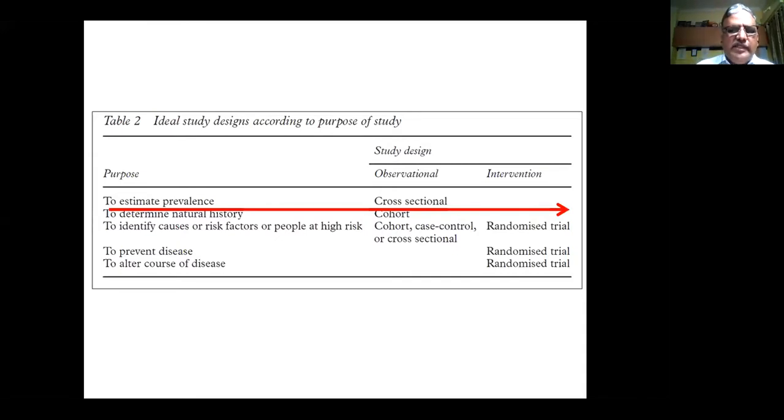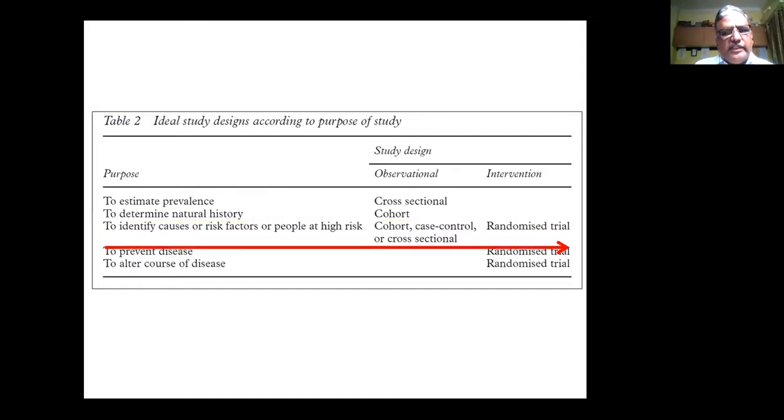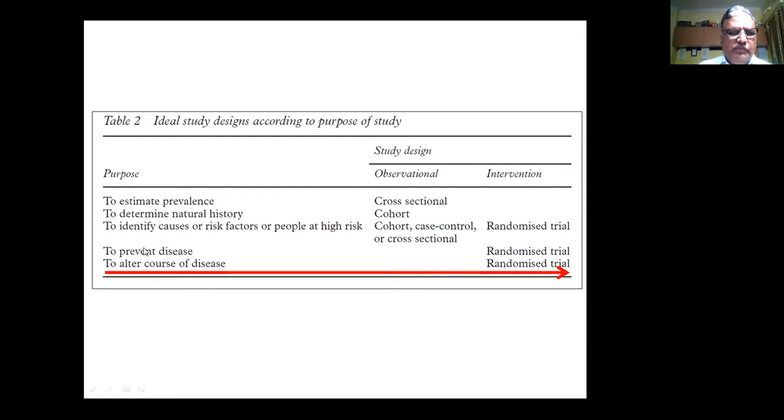If you are interested in determining the natural history, then you need to follow them for a certain period of time. So it's a cohort. If you are interested in causes or risk factors or people who are at high risk, you can do all of them. But typically, cost wise, depending on the time frame you have, you may be looking at either cohort, case control, cross-sectional, or randomized trial. But when it comes to prevention or treatment of the disease, RCTs are considered the gold standard.